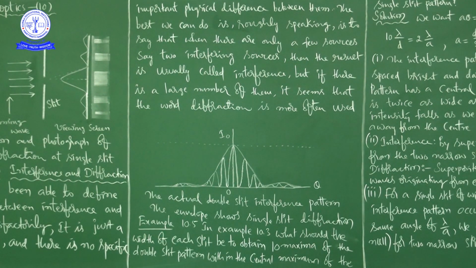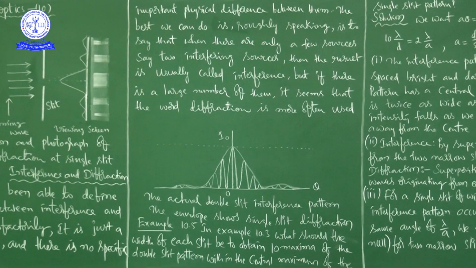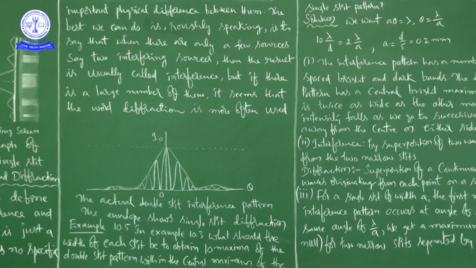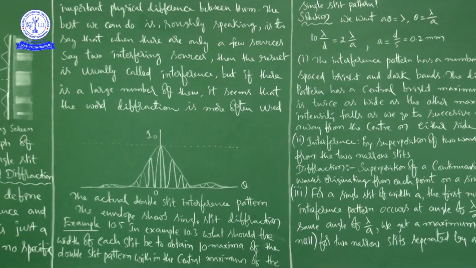So based on this paragraph, based on this information, you can imagine the difference between interference and diffraction. Okay, right. And you can see one more picture here. This picture is showing us the actual double slit interference pattern.